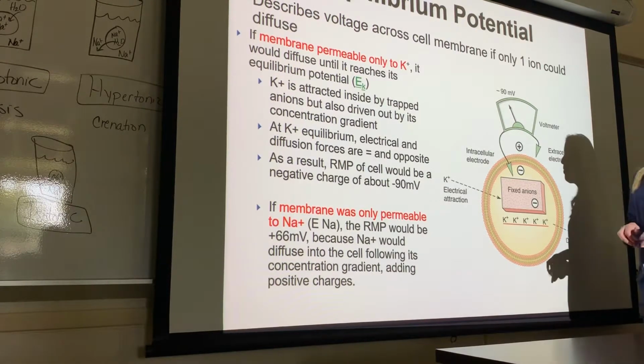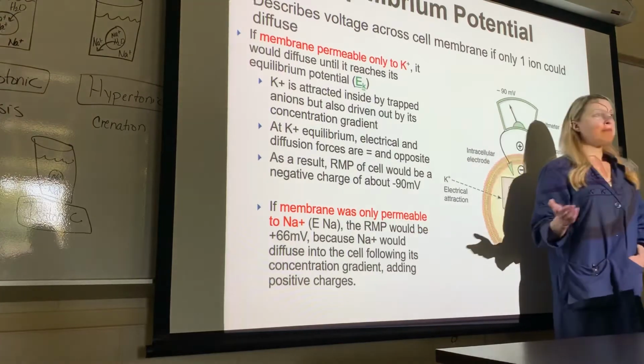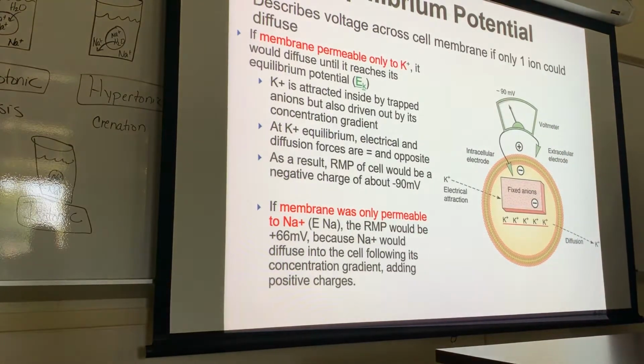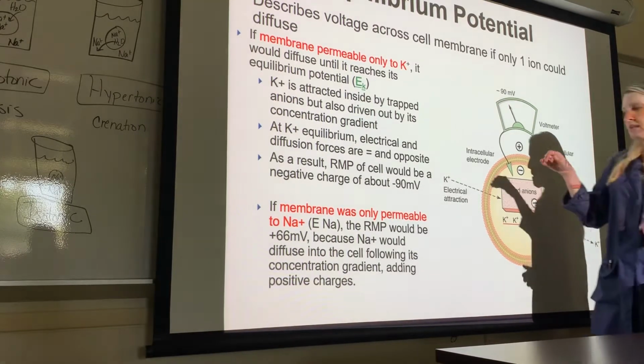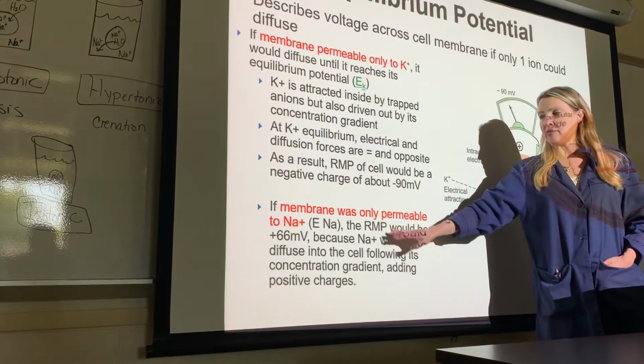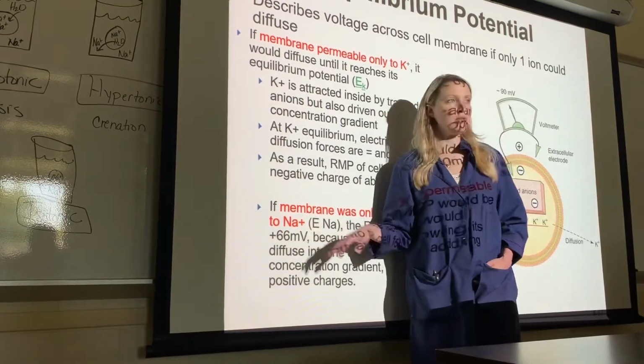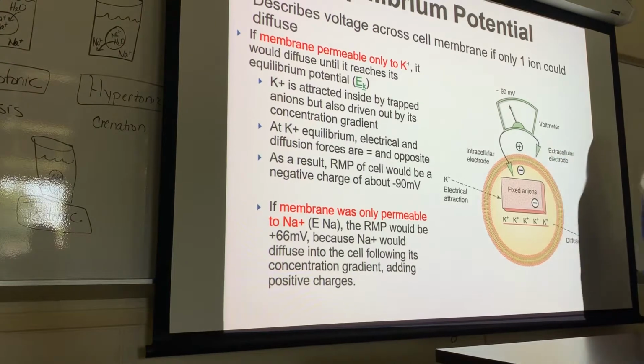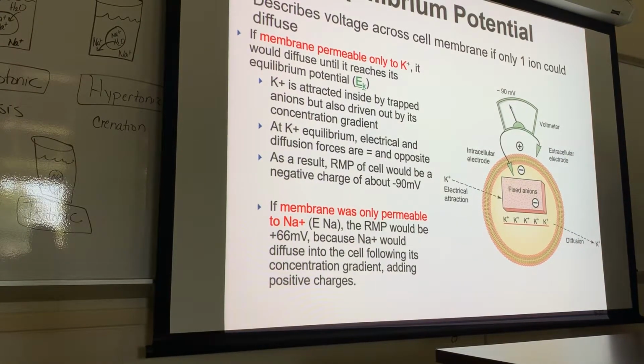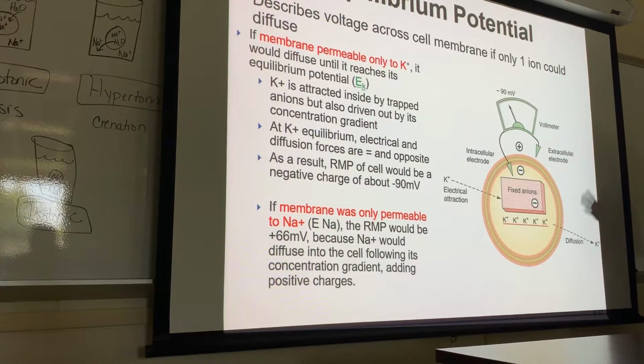But if the membrane was only permeable to sodium, that means that the sodium would be coming into the cell, right? And at the point where it reached equilibrium, where you have 1 sodium coming in for every 1 sodium that was leaving, because we're gaining more positive charges, we would have a very positive resting membrane potential of about +66. But because we have both ions, but the membrane is more leaky to potassium than to sodium, we're actually losing more positive charges than we're gaining, we end up with a negative resting membrane potential around minus 70 millivolts.